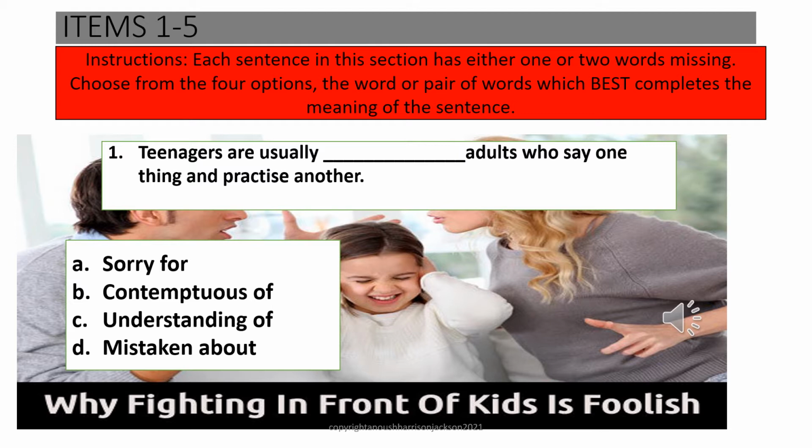Question 1. Teenagers are usually blank adults who say one thing and practice another. Is it A, sorry for, B, contemptuous of, C, understanding of, or D, mistaken about?